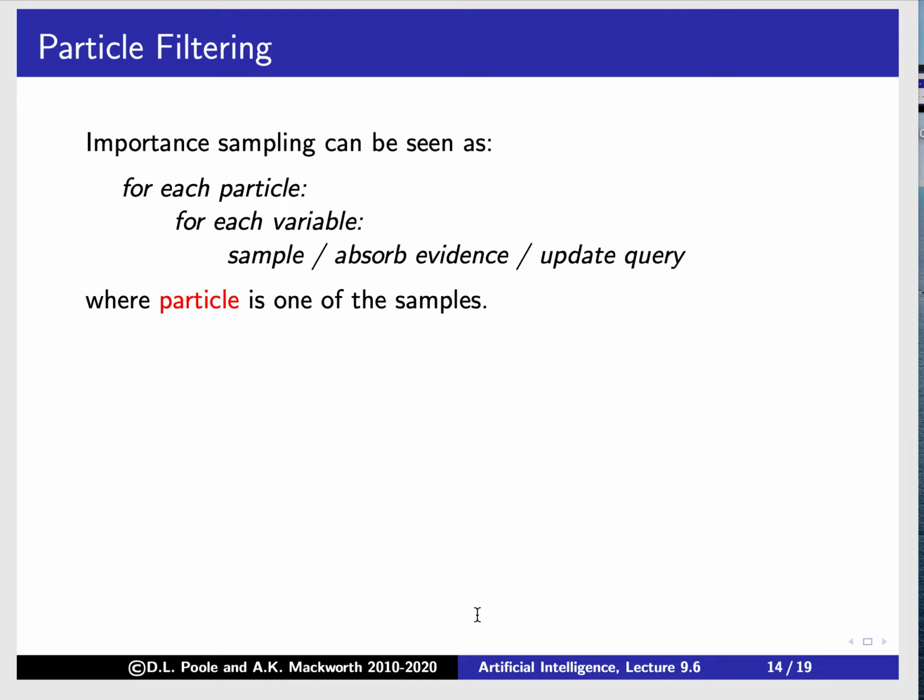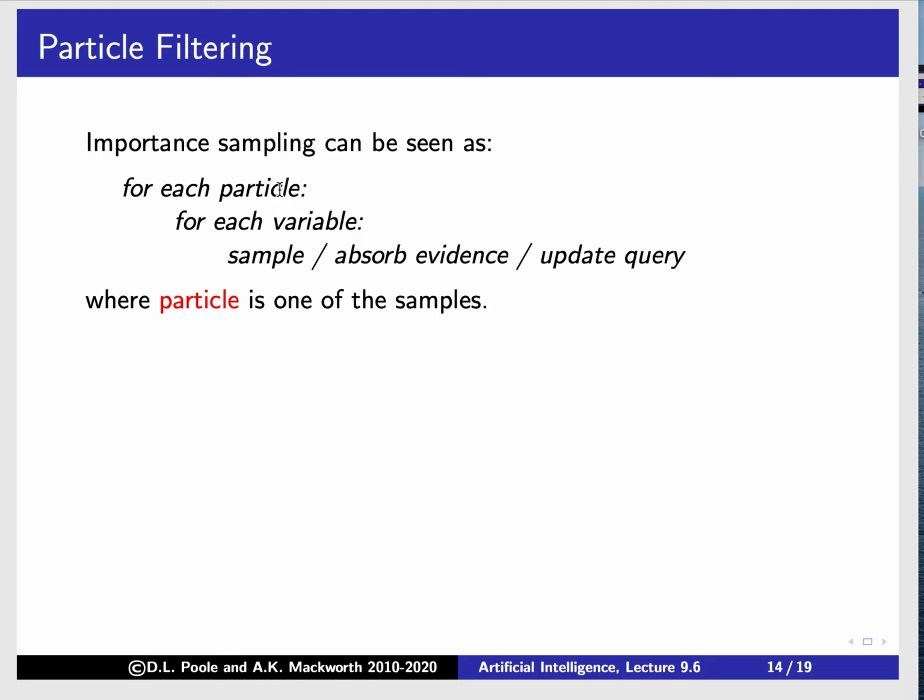All right, so here's another algorithm. It's called particle filtering. Here's a review of what we did in importance sampling. For each particle, for each variable, we sampled the value for the variable, we absorbed the evidence, and then we updated whatever it was that we were interested in getting the probability of. For each sample, we call them particles here.